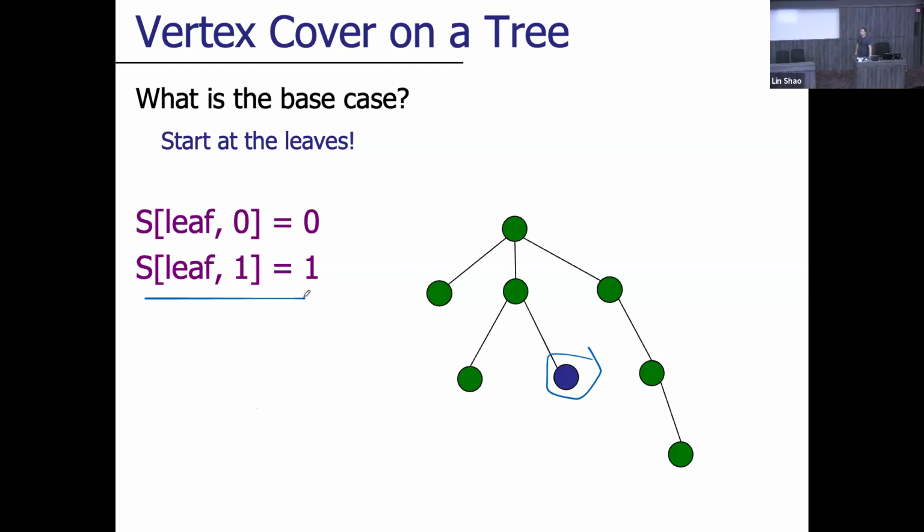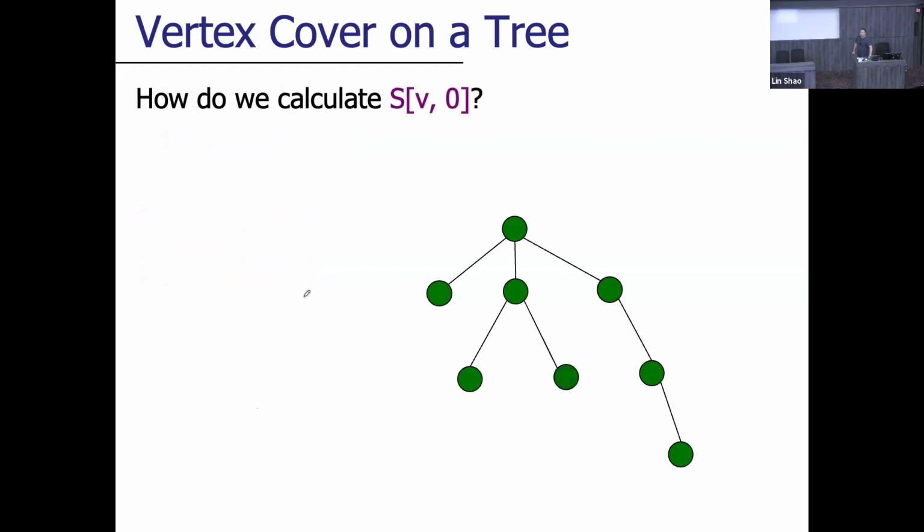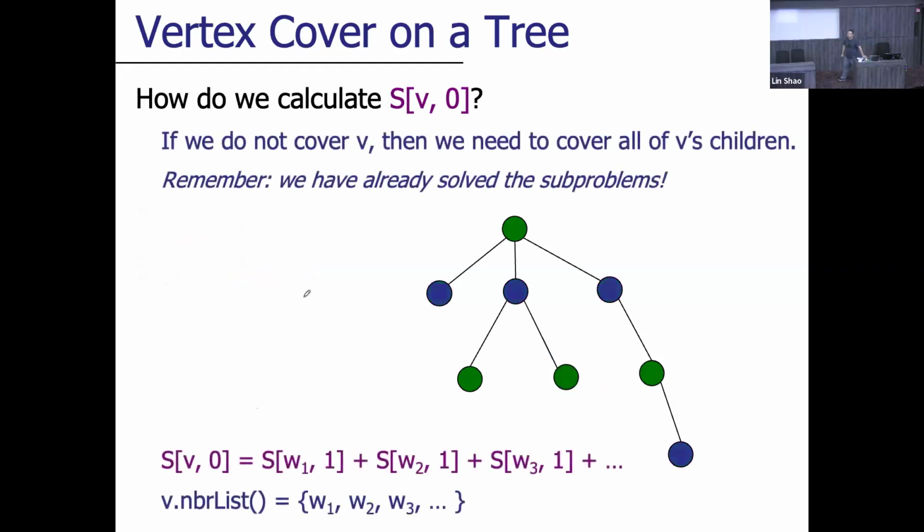The next thing to consider is how we're going to solve the problems by building on the subproblems. So how are we going to calculate S V 0? Let's consider how we're going to cover S V 0. This means we consider the size of the vertex cover of the subtree rooted at node V, but the node V is not covered. Let's consider this case.